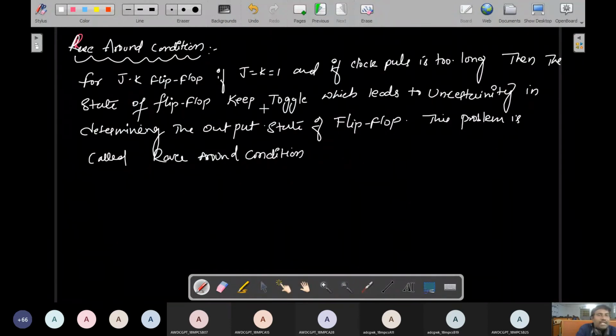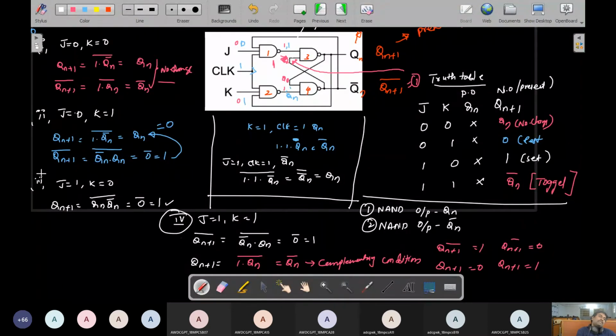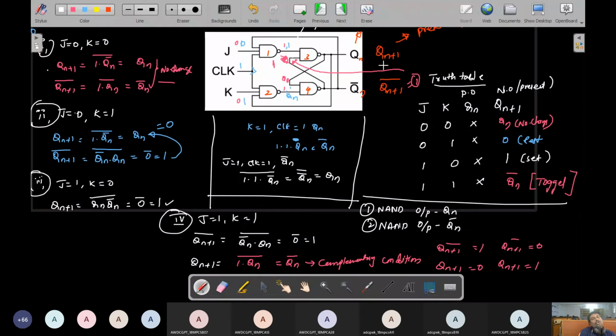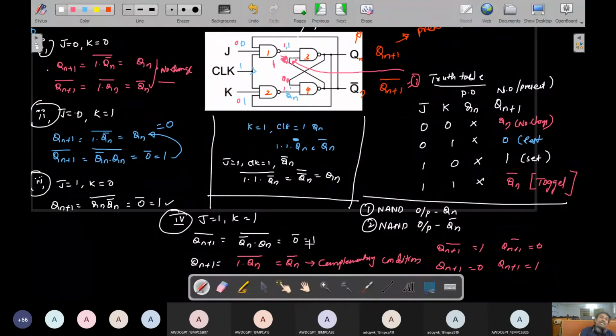Understand? So in the JK flip flop, the last case is the fourth case, and this is the third case, second case and this is the first case. In the fourth case, you take both inputs J and K as 1, then your complementary port will get 1 and your normal port will get the complementary situation. So this means the state is not defined actually. Not defined means we cannot say whether it is 1 or 0, because it is a continuous toggling process, meaning uncertainty in identifying the state. So that is called race around condition or toggle condition.